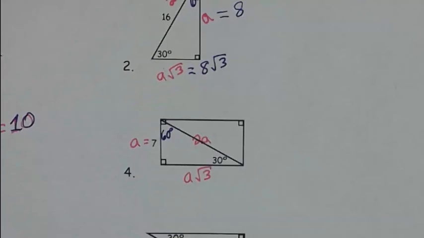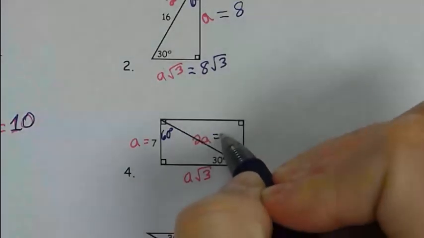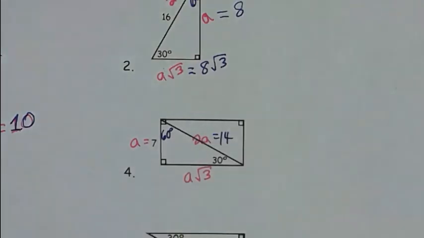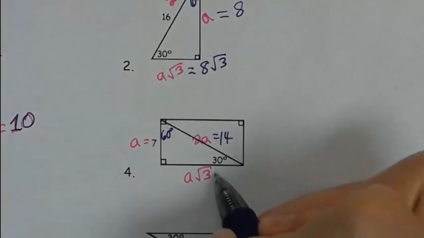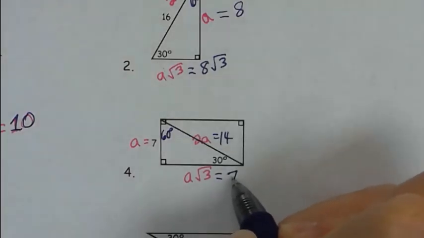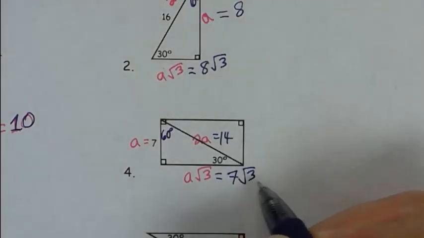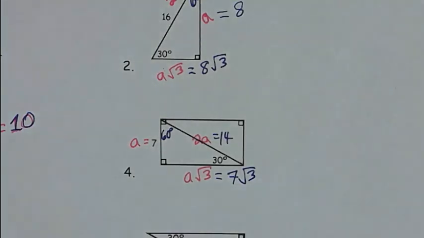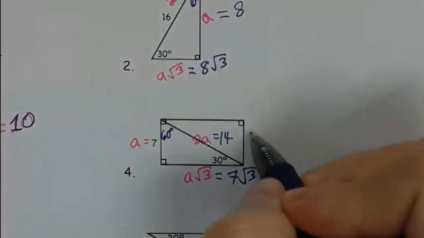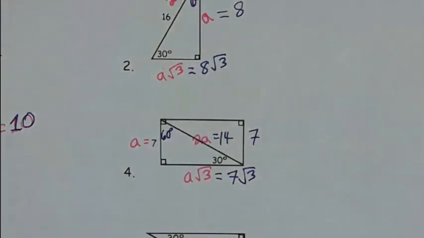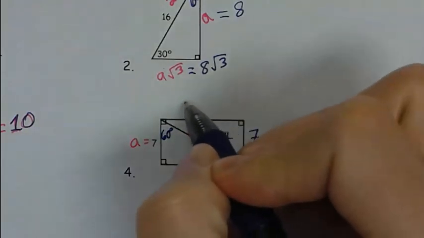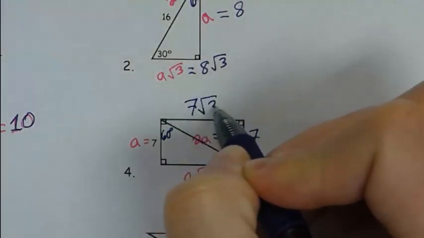Following that pattern, if our A is equal to 7, that means that 2A has got to equal 14. If our A is 7, A root 3 has got to be equal to 7 root 3. Since we're dealing with a rectangle, opposite sides are going to be equal to each other. So we know that this side is 7 across from another 7, and the top is 7 root 3.